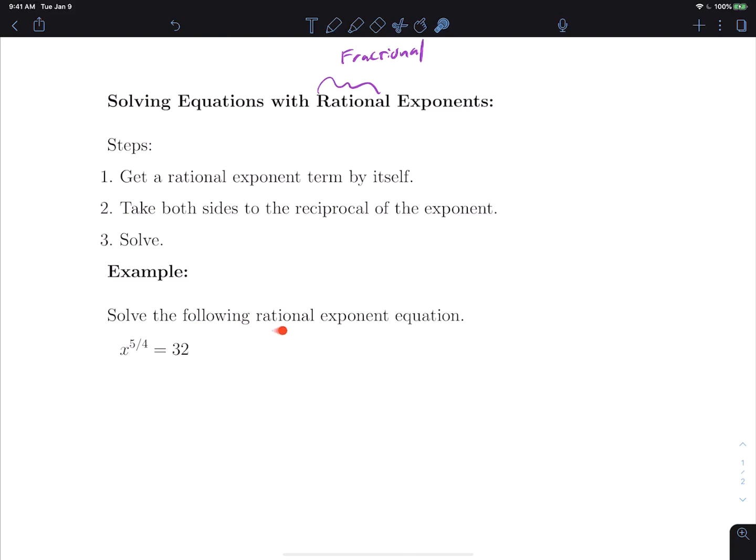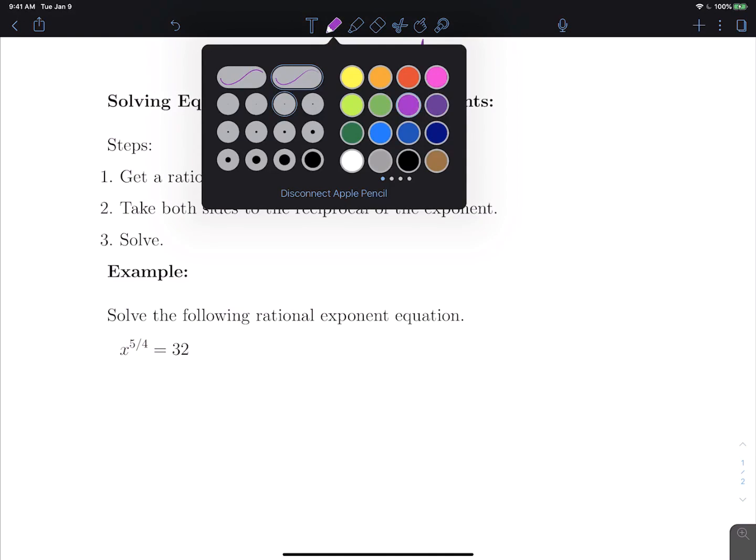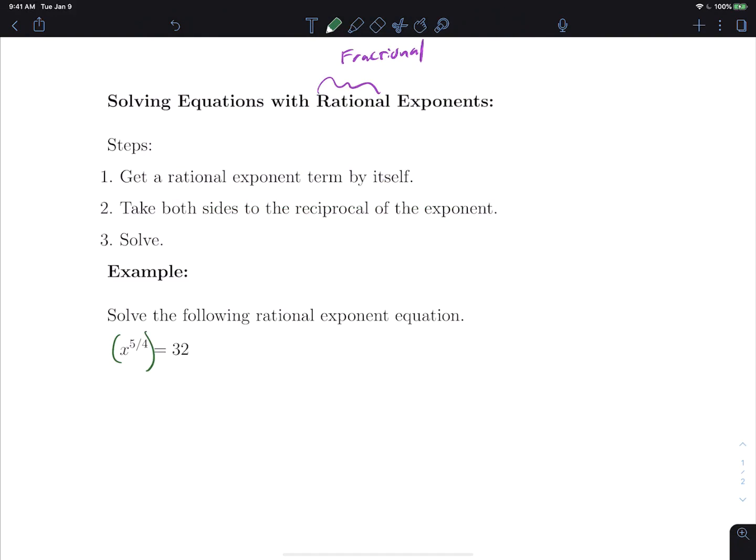We want to solve the following rational exponent equation. X to the 5/4 equals 32. Now, the rational exponent is the 5/4. So that means that we're going to want to take both sides to the reciprocal of 5/4. Now, reciprocal, all that means is to flip this, which makes this 4/5. So that means that we're going to take both sides to the 4/5 power.